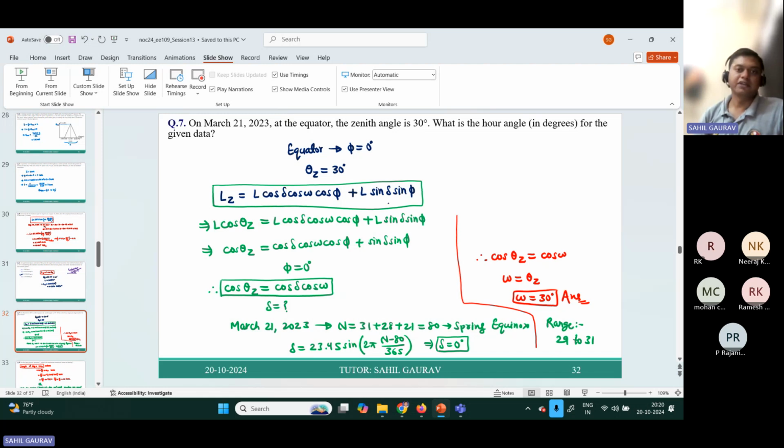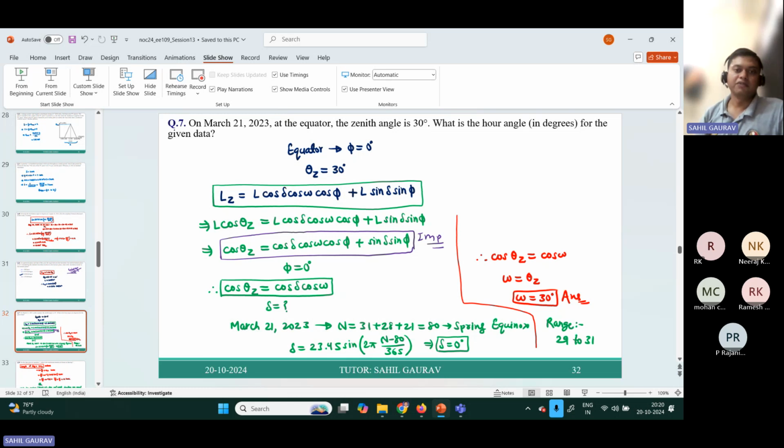plus L sin del sin phi. So Lz we know is L cos theta z, so L will get cancelled out. So cos theta z equals cos del cos omega cos phi plus sin del sin phi. This is another important expression. So substituting phi equal to 0, you will get cos theta z equal to cos del cos omega.